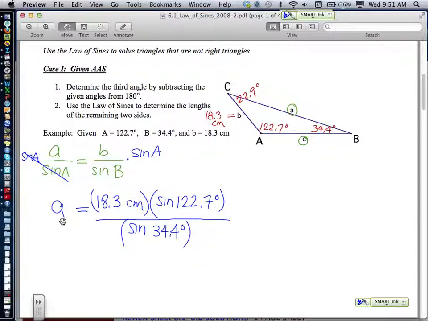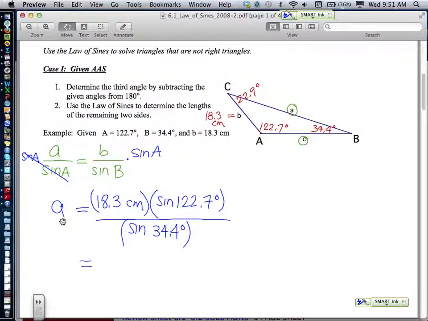So when you label the triangle, it's really helpful to label angle A opposite side A, angle B opposite side B, and angle C directly opposite side C. And just for convention, I'm using capital letters for the angles and lowercase letters for the sides. Okay, so take a minute, put that into your calculators.